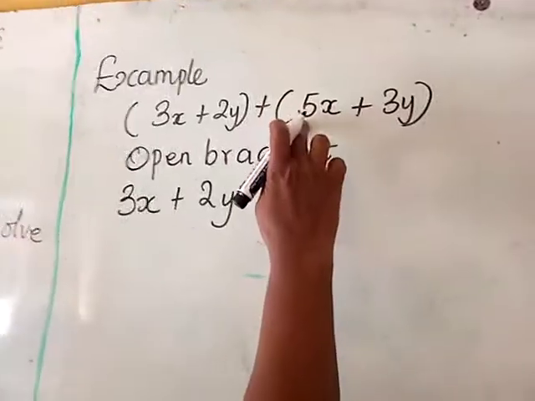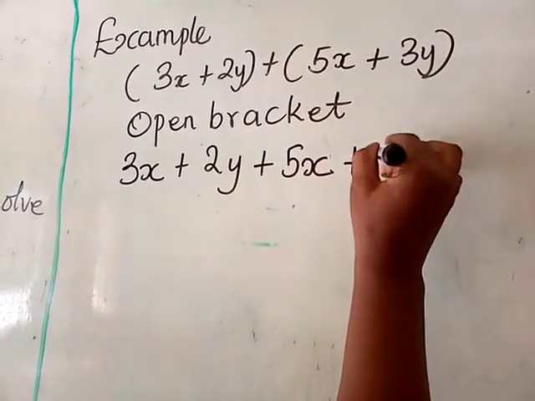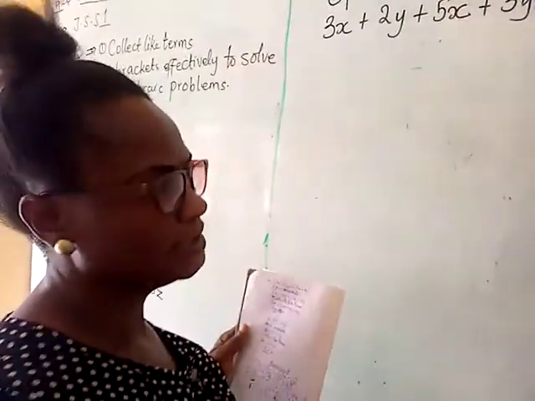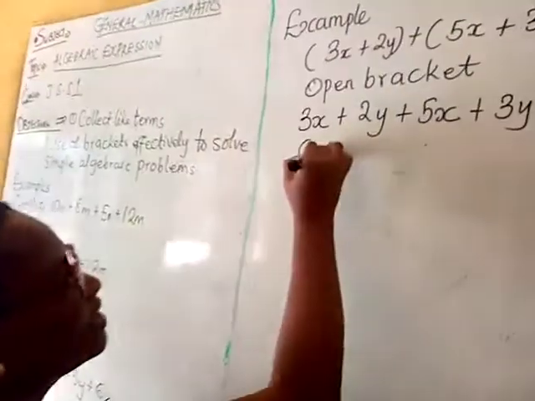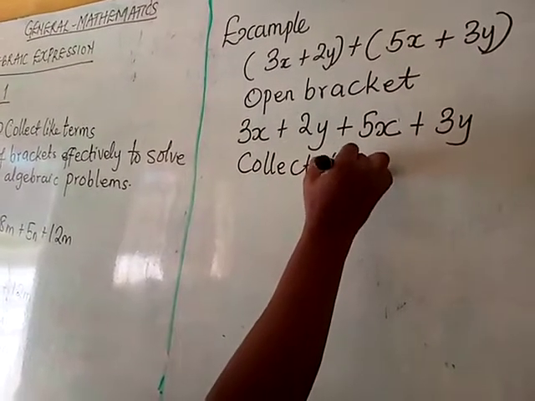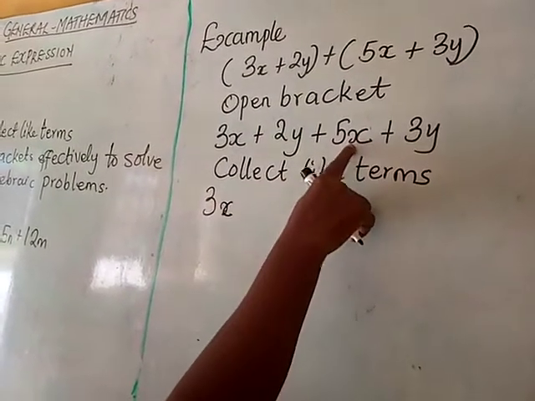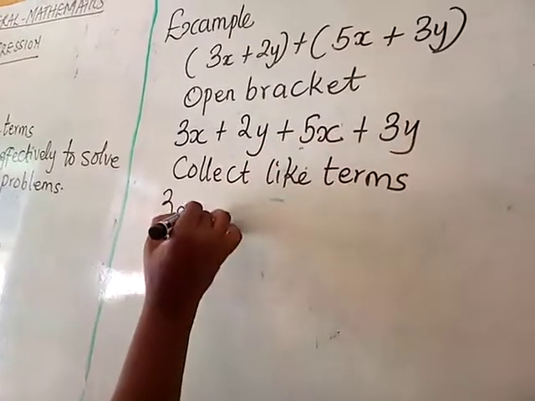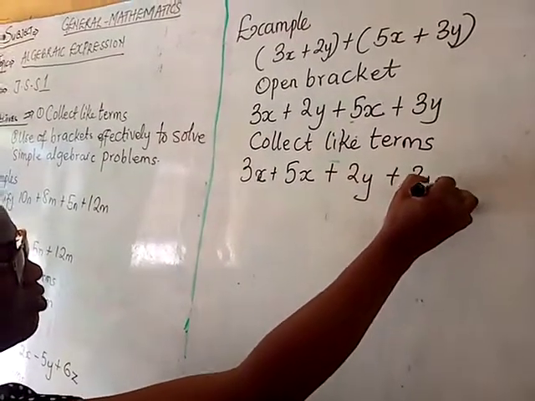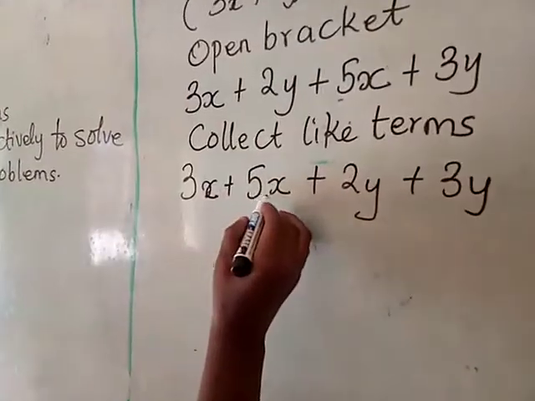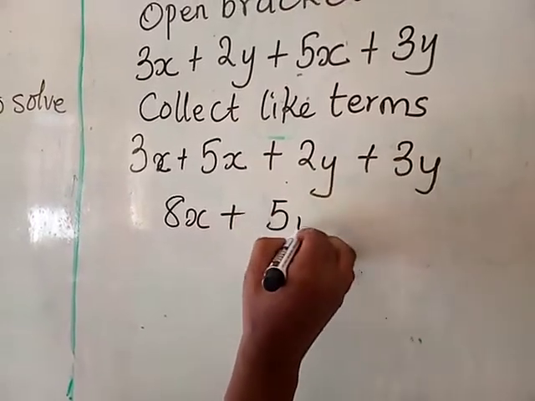So our plus multiplied by this will give us plus 5x, and our plus multiplied by this plus will still give us plus 3y. Now the brackets are open. Then how do we solve? We only opened the bracket, but they are not in like terms. So the next step is to collect like terms. For you to collect like terms, it has to be 3x, plus 5x, these are x, and then plus 2y plus 3y. 3x plus 5x will give you 8x, plus 2y plus 3y will give you plus 5y.